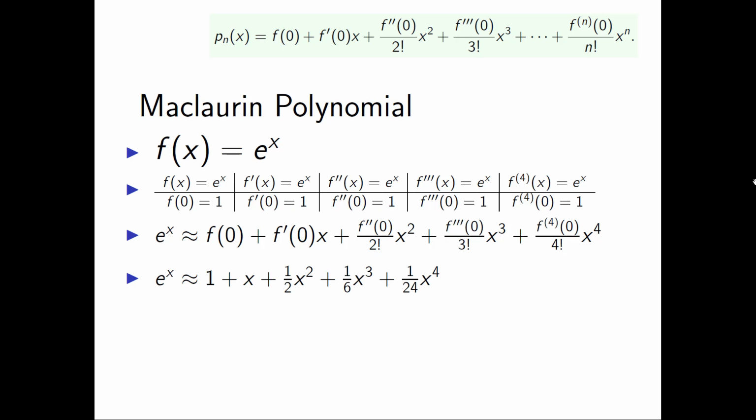And so we just plug in, we're going to get 1 plus x plus 1/2 x squared, 1/6 x cubed, and then 1 over 24 x to the 4. And I say this is the Maclaurin polynomial of degree 4. Obviously, we could take more and more powers, and the higher the power we take, the more accurate an estimate for the function it is.